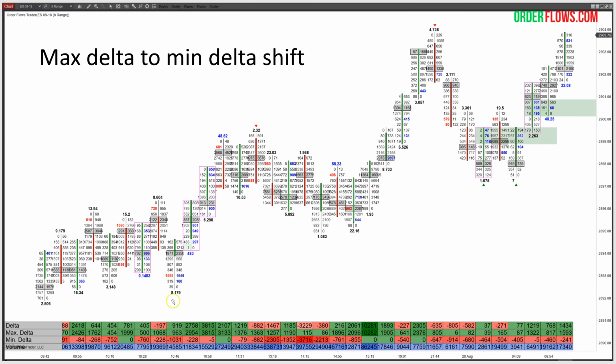Over here you got something similar. You had negative delta of 1031. The bar finished with a positive delta of 919, which is just right off the max delta of 963. And look over the next couple bars. You're talking a move from 28.95 all the way up to 28.99. It's a quick 4-point move over the next 2 bars, 3 bars.